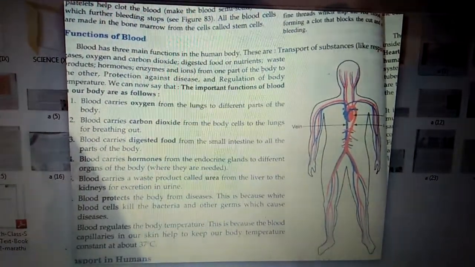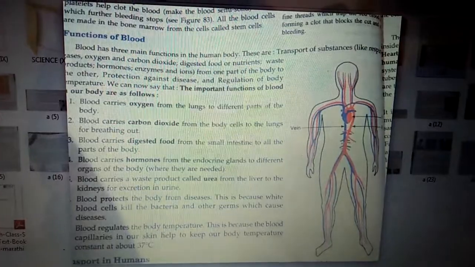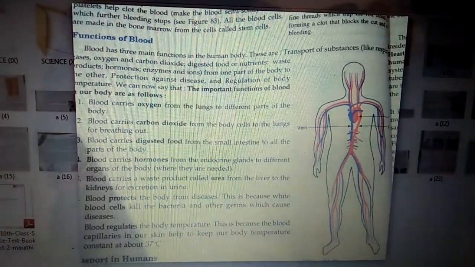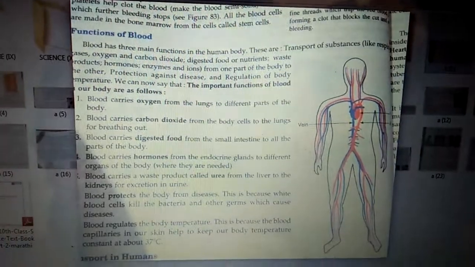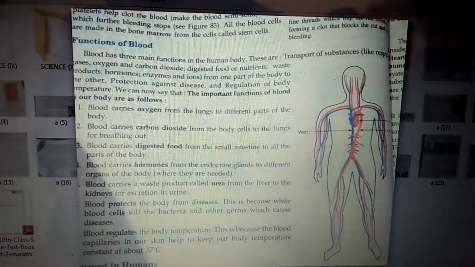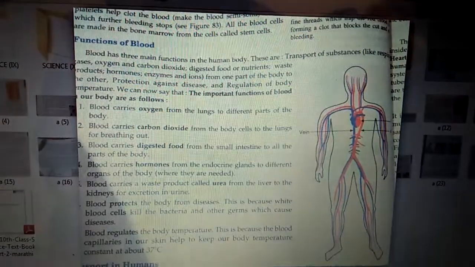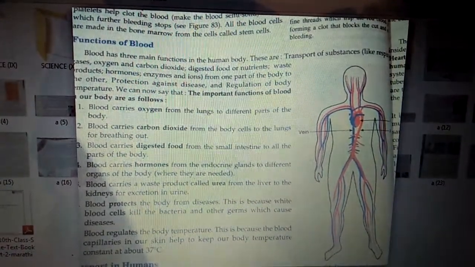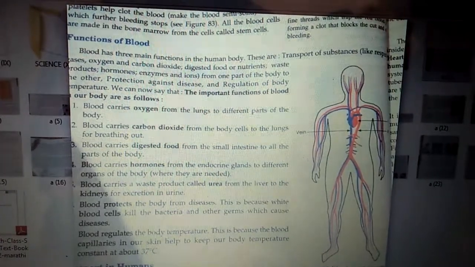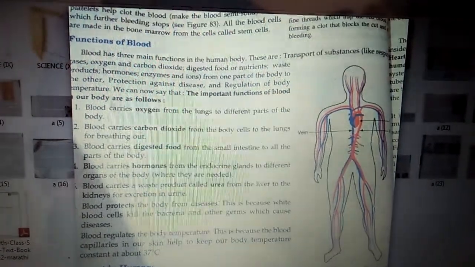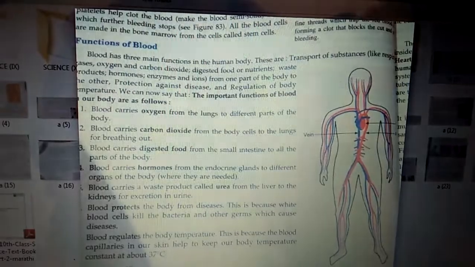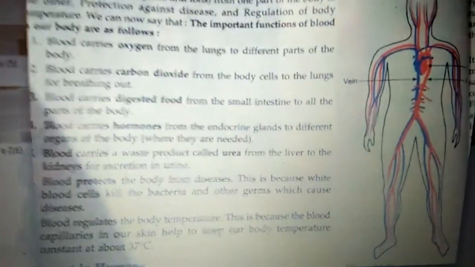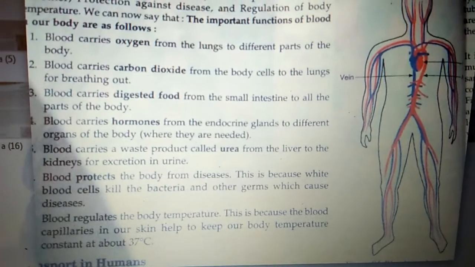Now we have to study the functions of the blood. Blood performs 7 functions. First function, blood carries oxygen from the lungs to various body parts. Oxygen which is present in the lungs is carried to the various body parts with the help of the blood. Similarly, second function, carbon dioxide which is produced by the respiration process in each and every cell is carried back to the lungs with the help of the blood.